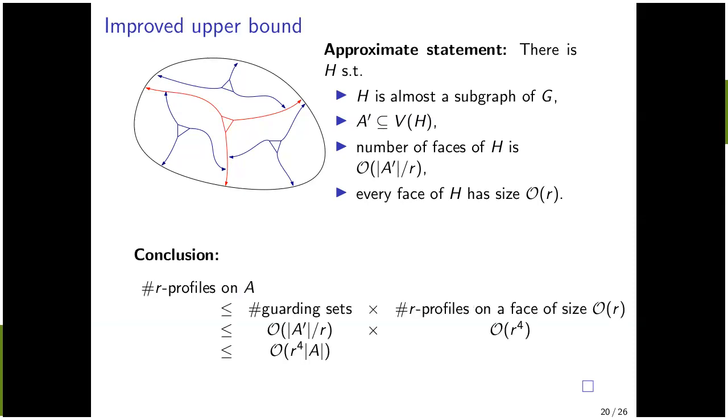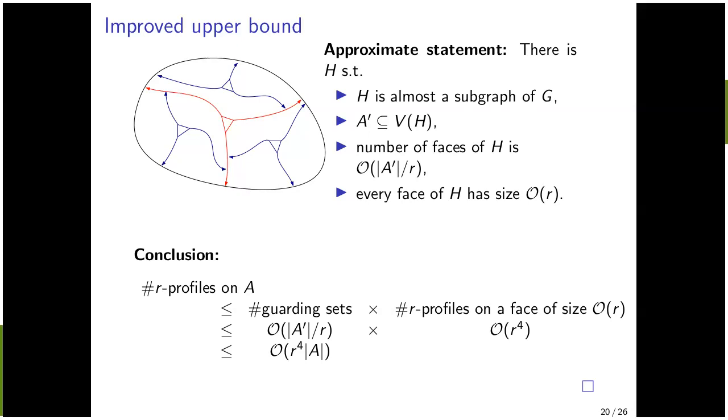Okay, so now the conclusion of all that. The number of R profiles on A is at most the number of guarding sets. Here guarding sets are just boundaries of faces of H, so there are at most A prime over R of them, times the number of R profiles on a face of size big O of R. But here we can use the more precise lemma I mentioned on the slide before, which says that this is big O of R to the fourth. Because this lemma was saying that if B is the vertex set of a face, the number of profiles on B is big O of R times PQ. So here, with big O of R, we obtain R to the fourth.